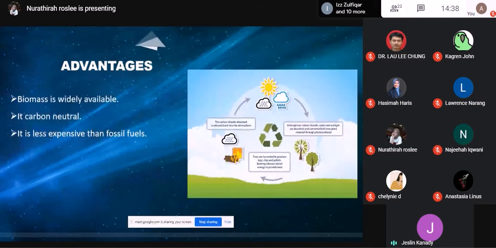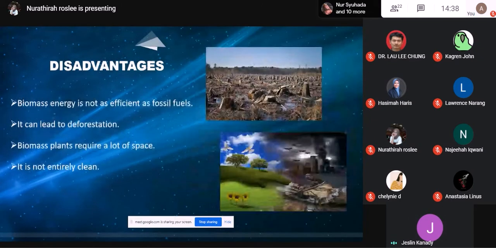Next is the disadvantages of biomass. The first disadvantage of biomass energy is that it is not as efficient as fossil fuel. For example, biofuel like ethanol is relatively inefficient compared to gasoline. In fact, it has to be fortified with fossil fuel to increase the efficiency.